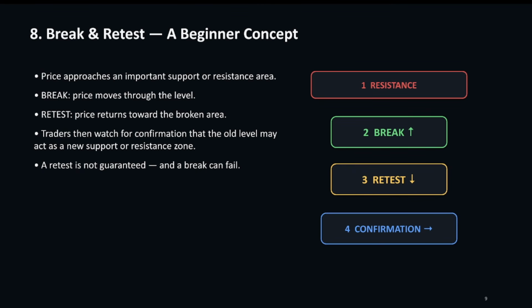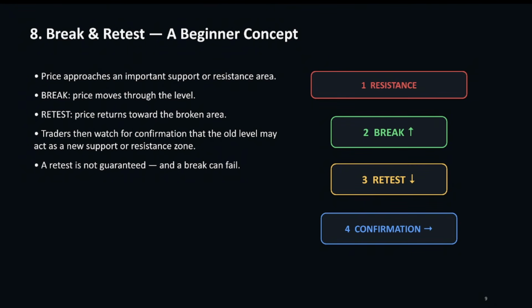Traders then watch for confirmation that the old level may act as a new support. Let's say you're in an apartment building and you jump up and hit the ceiling. But this time, instead of hitting the ceiling and coming back down, you break through the ceiling. Once you break through that ceiling, let's say someone lives above you, their floor will now act as your floor, which is basically your support. So supports and resistances can also switch. If you break a resistance it can then become a support. If you break a support it can then become a resistance, if that makes sense.